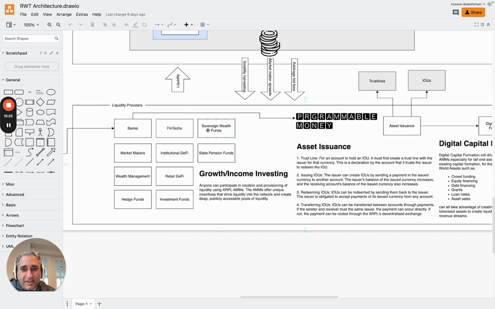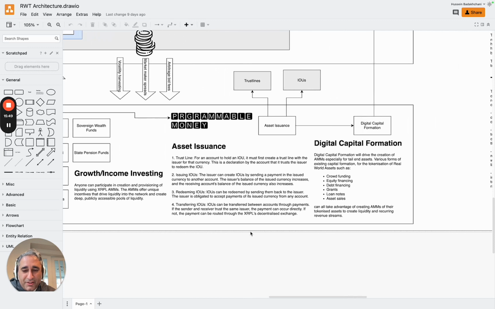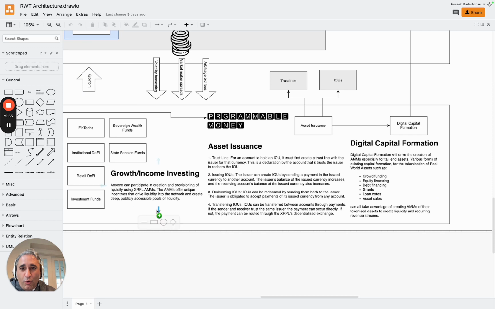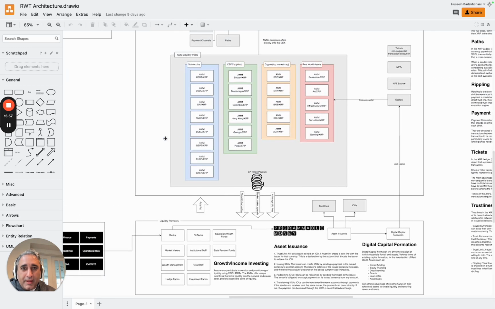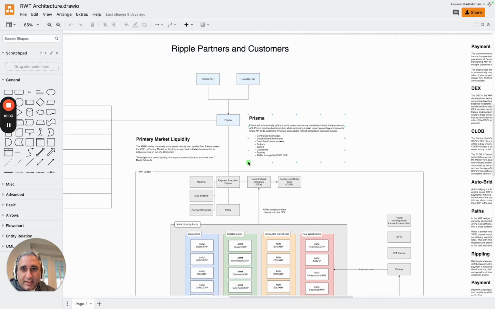And then I think the big ones here that people aren't really considering are sovereign wealth funds and state pension funds. They could begin to allocate some of their assets to AMMs as well. This I would call growth income investing. So, people are seeking yield for that purpose and there are the three sources of yield that we described. But again, just as importantly, I think asset issuance and digital capital formation are all enabled by the XRPL with the AMM and this broader sector here with Ripple.